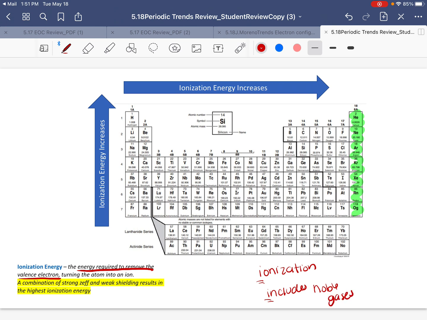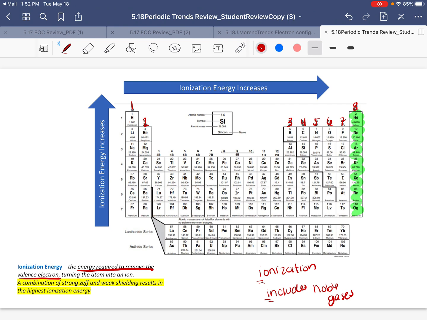Your noble gases have a group number of 8. They do not want to give up an electron because they have 8 valence electrons. They're meeting their perfect number. Ionization energy increases with the group number: 1, 2, 3, 4, 5, 6, 7, and 8. Your ionization energy is strongest in your noble gases because they are not going to give up that valence electron. That is their whole deal. We have a full octet and we're not going to give it up. So that is ionization energy. It follows a very common trend.